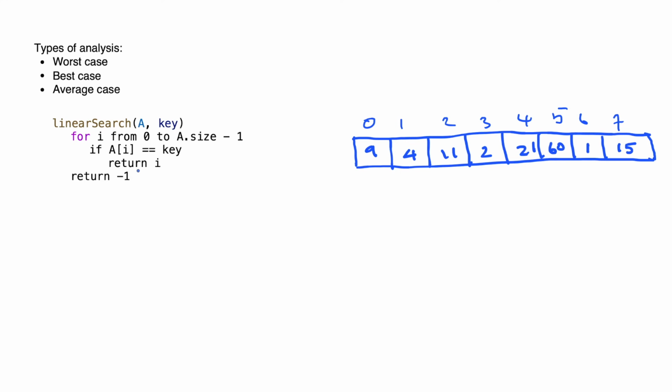And if I cannot find the element in this array, then this for loop will be exited without this return statement. Then we will be returning an invalid index indicating that the element has not been found. So in this case, I am returning minus 1.